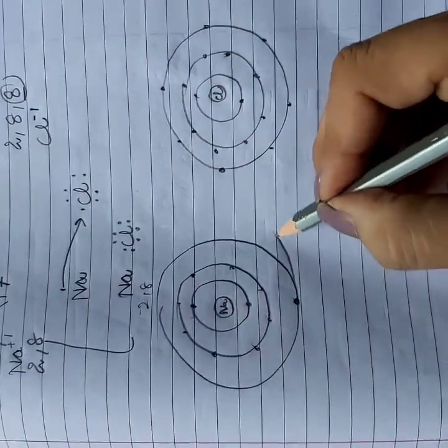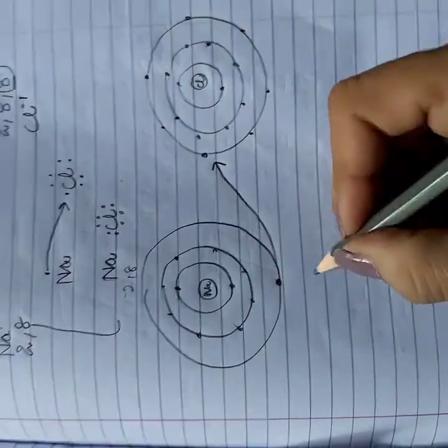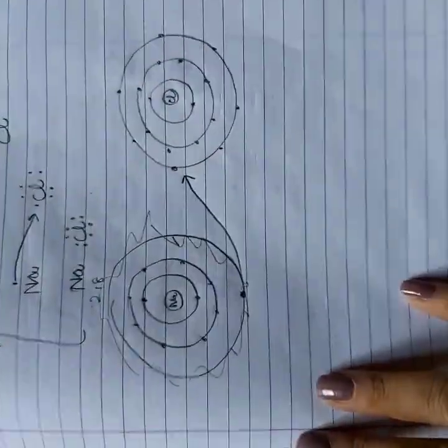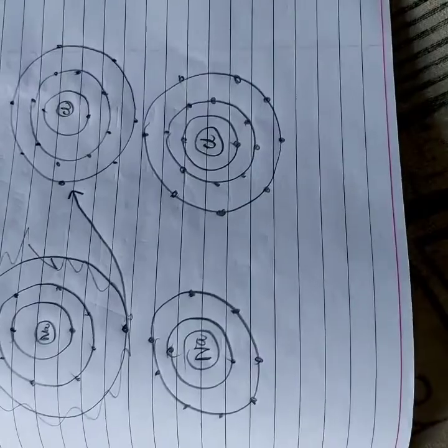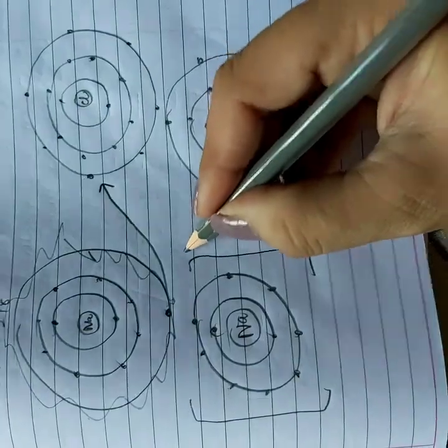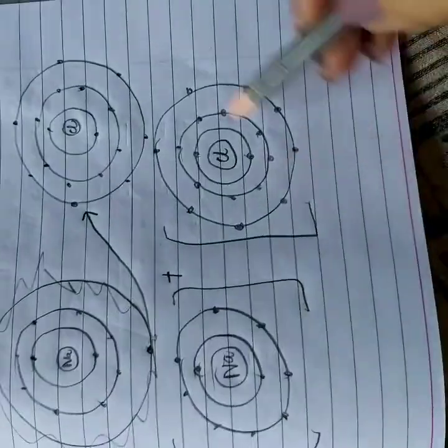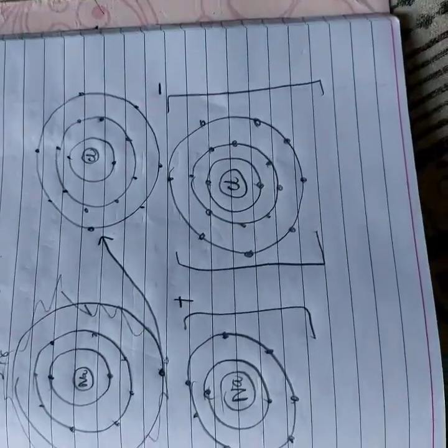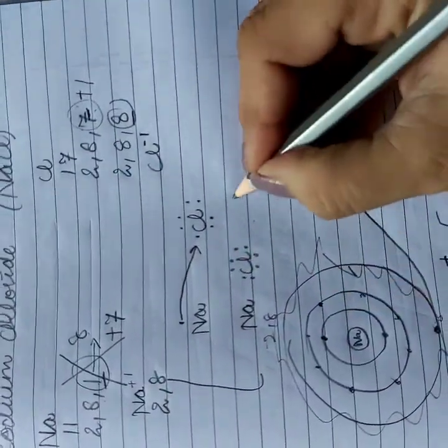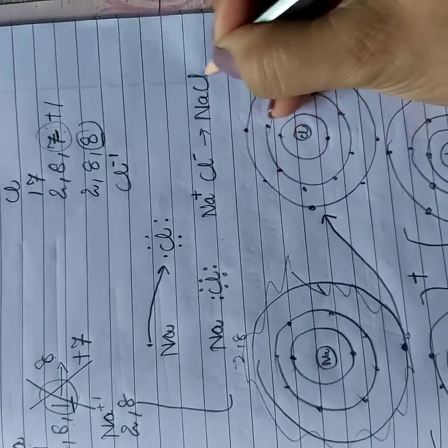Now this electron will be given to chlorine. Now sodium will have only 2 orbits, you will remove this orbit because the electron has gone. So simply we will write here sodium with its 2 orbits, it will acquire a positive charge by losing 1 electron, and chlorine will acquire a negative charge. So this is the orbital structure of sodium chloride. In the dot structure you can also write sodium positive charge, chlorine negative, and the compound will be sodium chloride, NaCl.